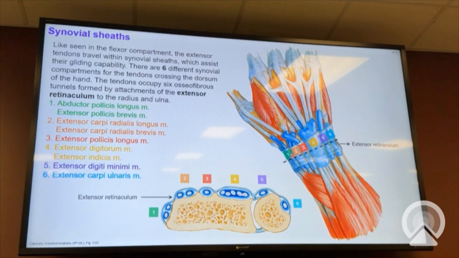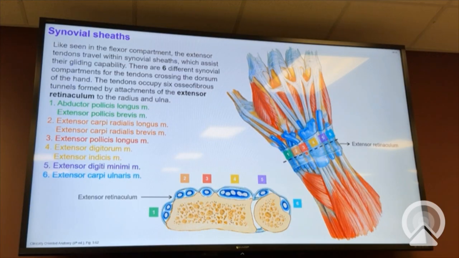So if you're starting over here laterally, on the thumb side, the radial side, the first compartment is going to have abductor pollicis longus and extensor pollicis brevis. You'll see a deeper compartment here, that's ECRL and ECRB, extensor carpi radialis longus and brevis. They're kind of going under.